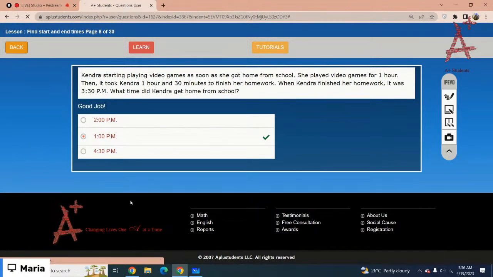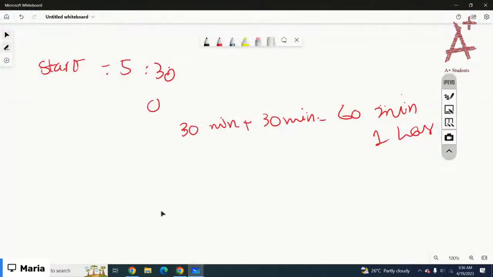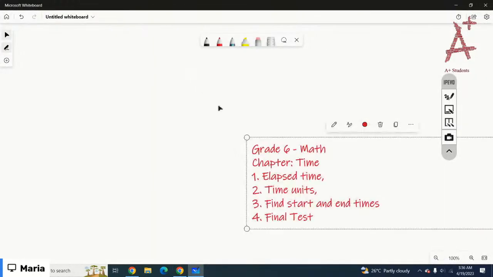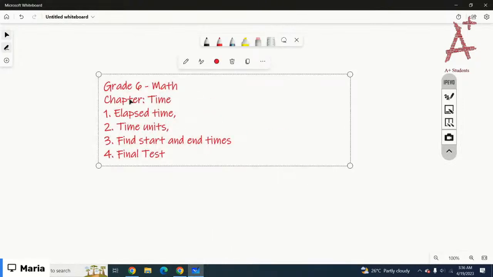Okay, you can complete the test by yourself later today. So we're working on grade 6 maths. The chapter we're working on is time. Lessons we have covered are elapsed time, unit time, find start and end time, and then the final test of the chapter. Please make sure before the next session you complete all the test questions for the lessons we did today.